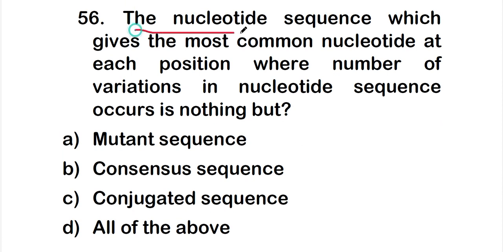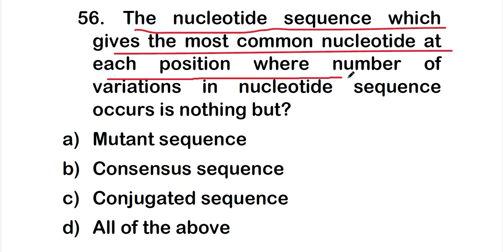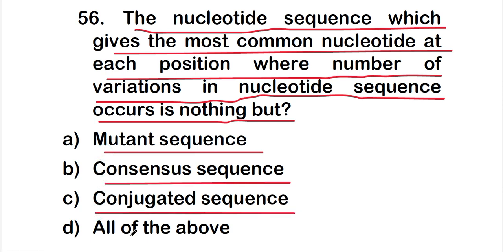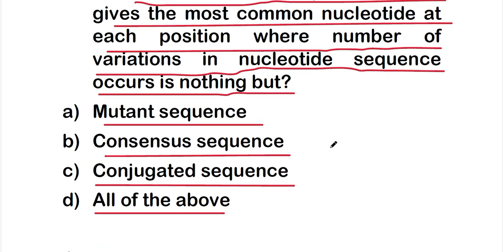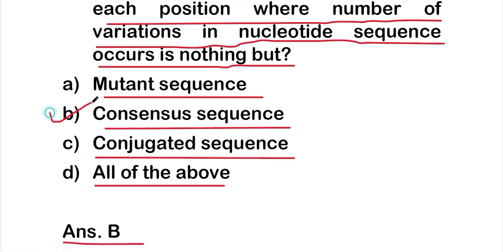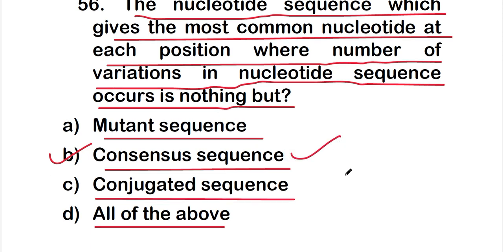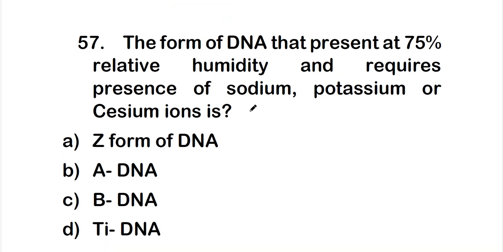The nucleotide sequence which gives the most common nucleotide at each position where a number of variations in nucleotide sequence occurs is nothing but: option A, mutant sequence; option B, consensus sequence; option C, conjugated sequence; option D, all of the above. The right one is option B, that is consensus sequence. So the nucleotide sequence which gives the most common nucleotide at each position where variations occur is nothing but consensus sequence. Okay, so next question is question number 57.